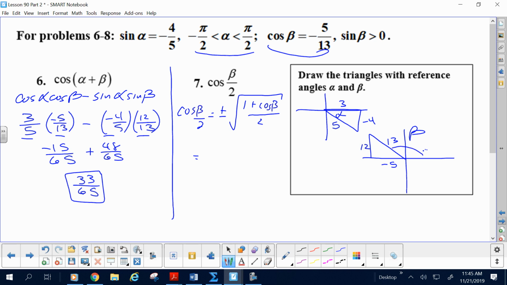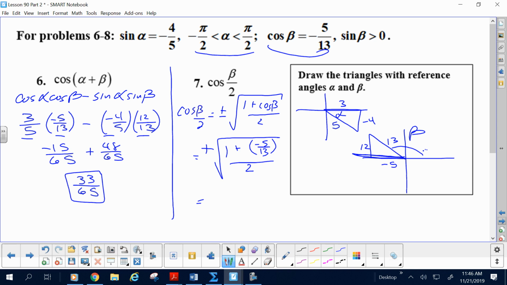If this is a full beta, then wouldn't half of beta have to put it in the first quadrant? You with me? If you take half of this angle, even if it was 179 degrees, what would half of it be? 89.5. Half of it has to be in the first quadrant. And so the sign must be positive. Now, 1 plus, what is cosine of beta? Negative 5/13. Negative 5/13 all over 2.